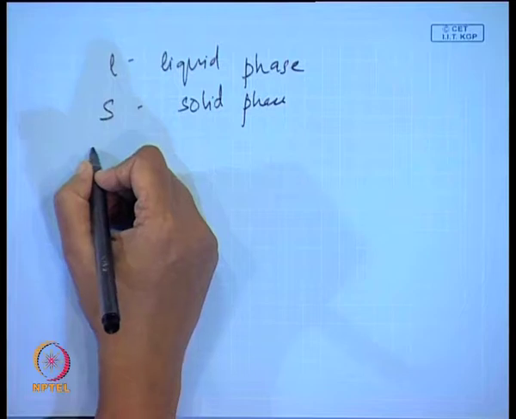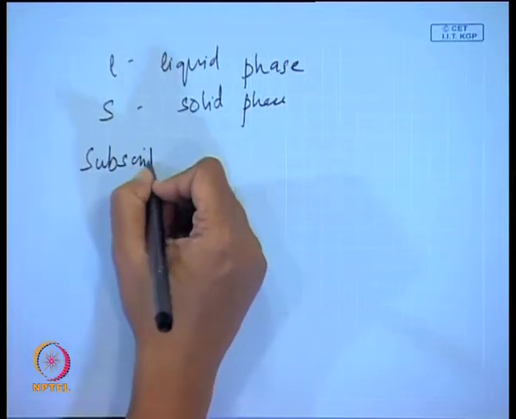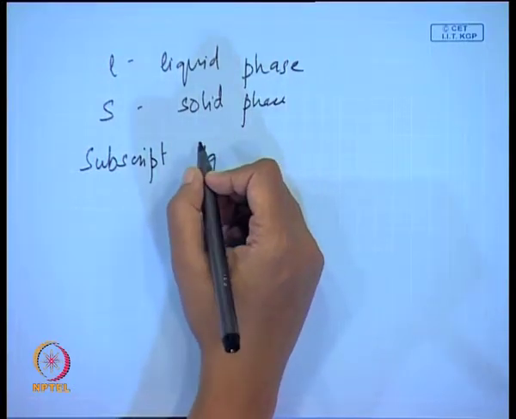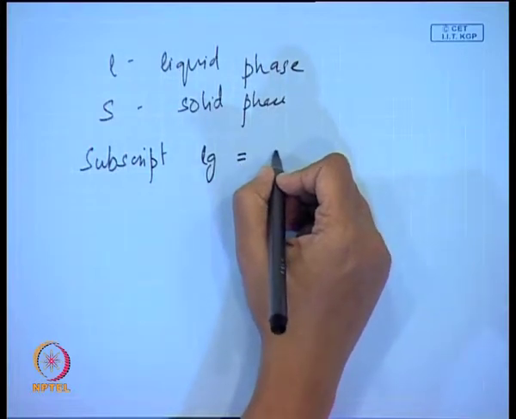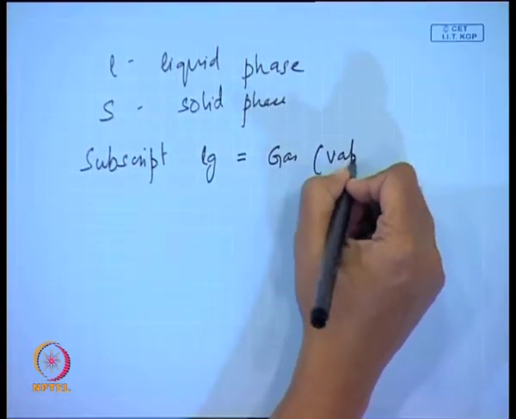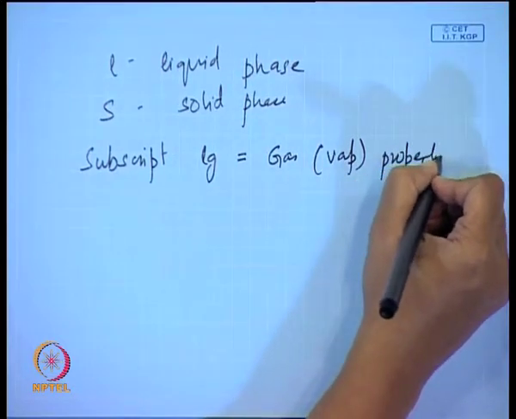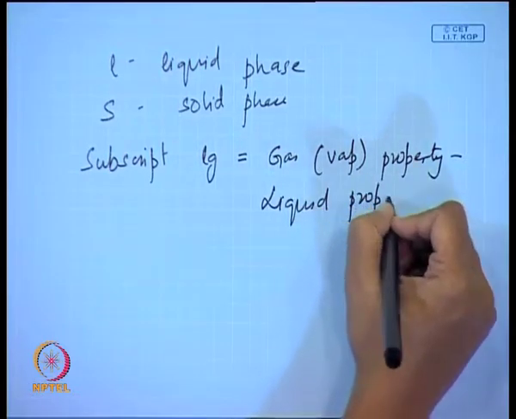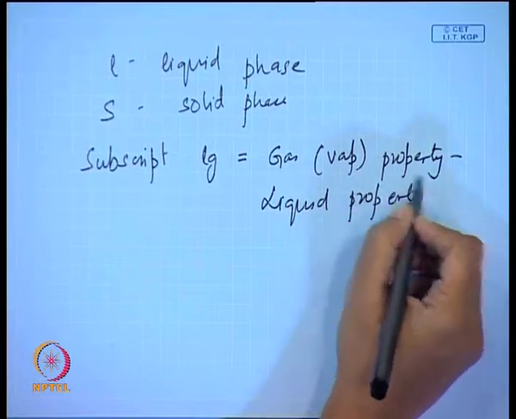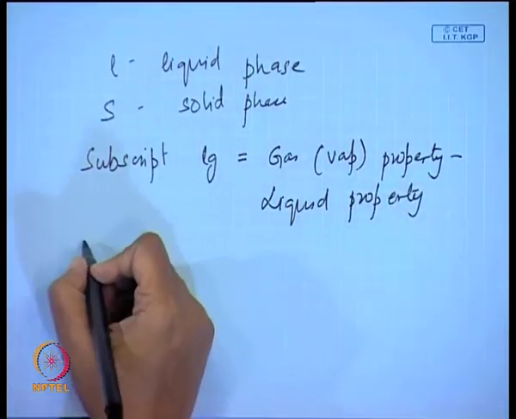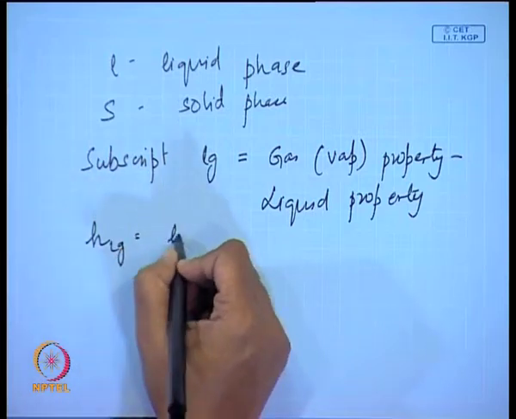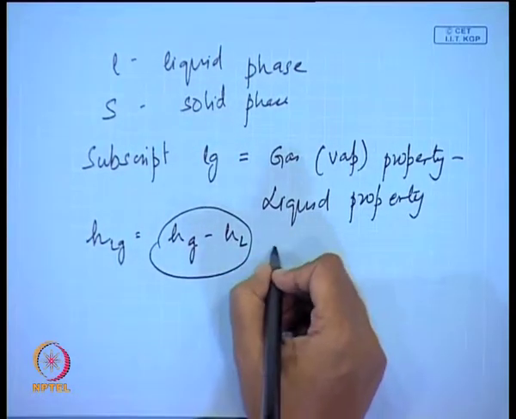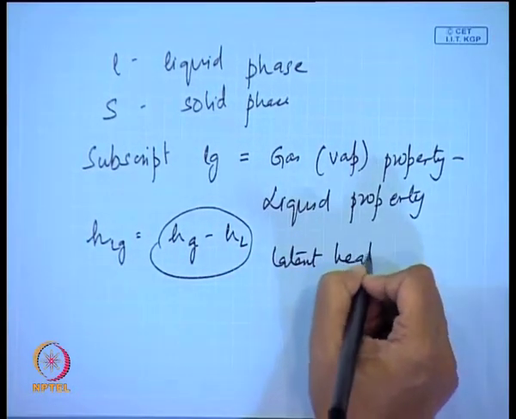And also remember one more thing, when I use a subscript say LG, it refers to the difference between the gas and liquid properties. You know most of these things, but I would like to repeat it just so that you are cautious while using it. It is just the difference between the gas property and the liquid property. For example, when we say HLG, it is nothing but Hg minus HL, and therefore, this is nothing but the latent heat of vaporization of this particular liquid.